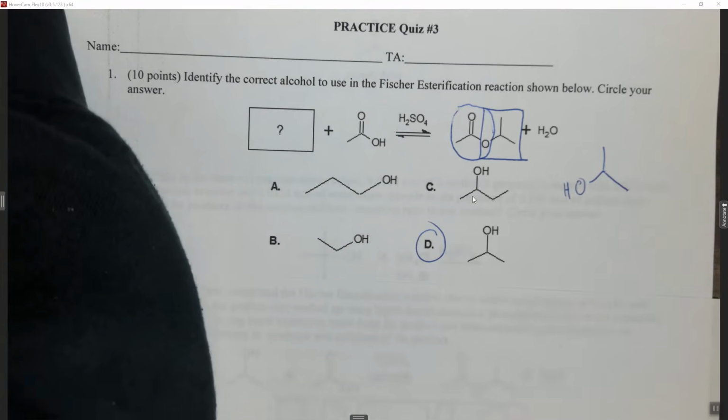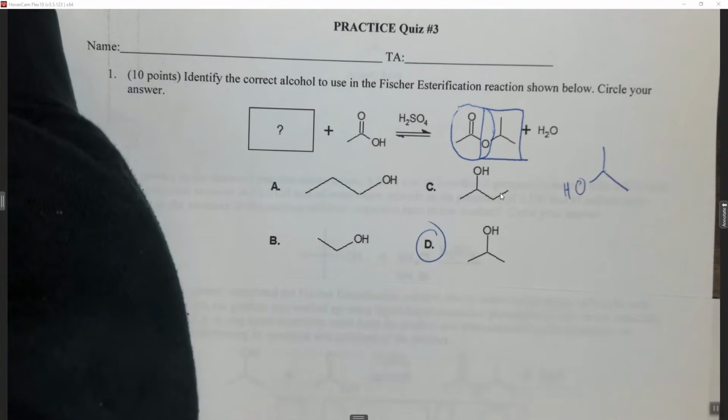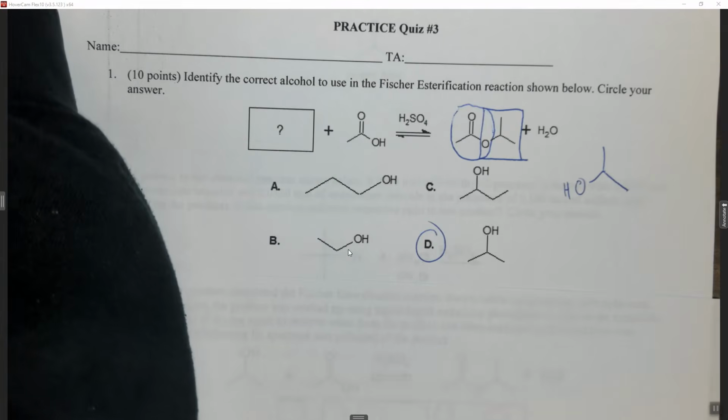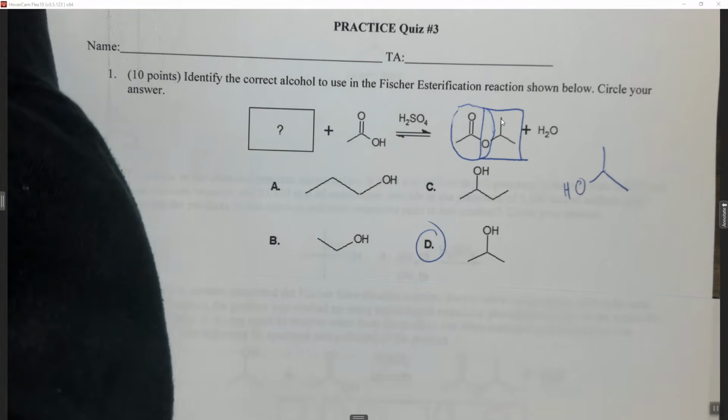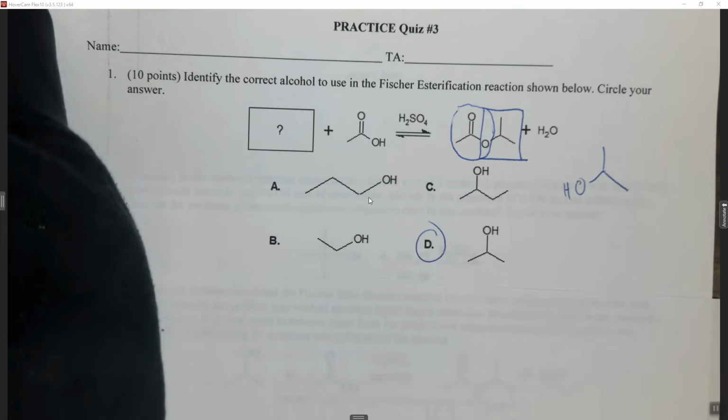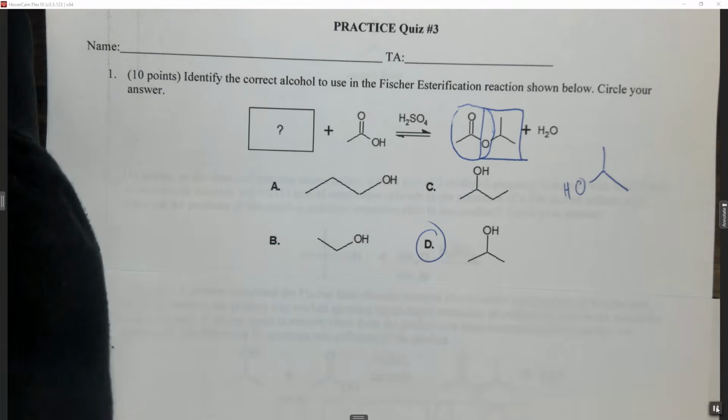Also note that it's not this one because it has the extra methyl group, which doesn't exist here. If there's another methyl group here, that would be that one. And this one only has 2 carbons, and here you have 3 carbons, so it wouldn't be this one, and this one is just obviously wrong.